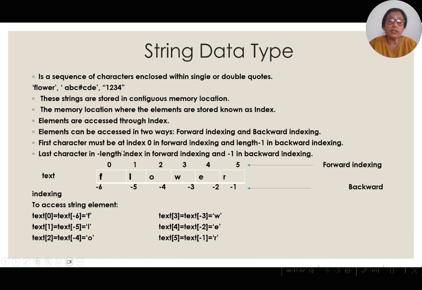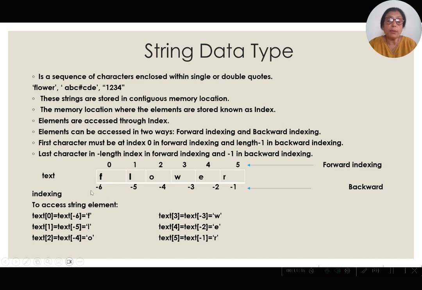Okay, in forward indexing, it starts from 0 and moves up to length -1. As I told you, the length of flower is 6 because 6 characters are there. So the last index will be 5. That is your length -1. Okay, in reverse indexing, that means your backward indexing, the last character is your -1.